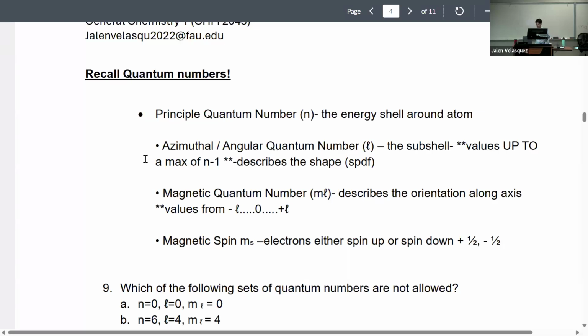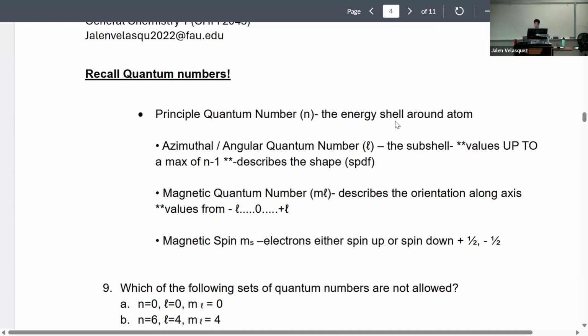Okay, so starting with the first one, we have the principal quantum number, which is letter n. This is just the energy shell around the atom. So the principal quantum number essentially is telling you the distance you are away from the nucleus, right? Because you could imagine if something has more energy shells, it's going to be further away from the nucleus, right?